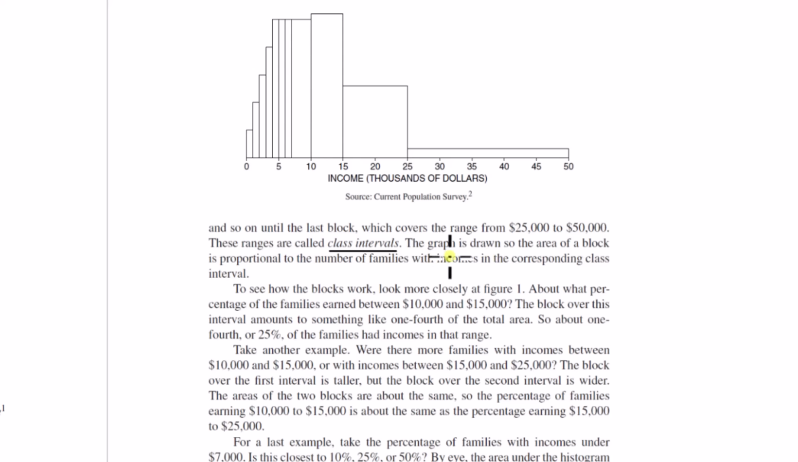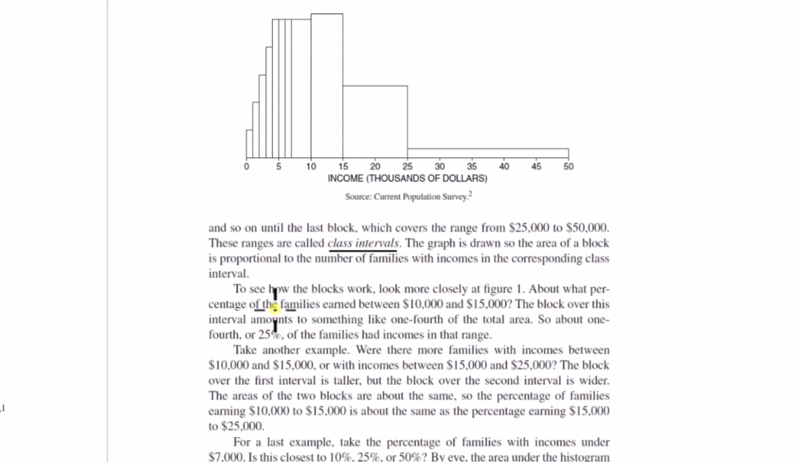In a histogram, the areas of blocks are proportional to the number of data points in that interval. The area of the block is proportional to that. So in this case, the number of families with incomes in the corresponding class interval. To see how the blocks work, look more closely at figure 1.